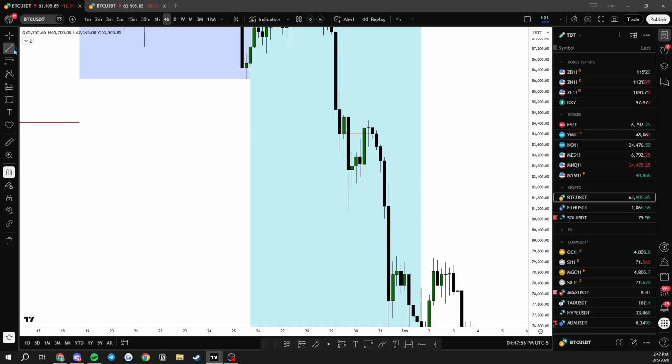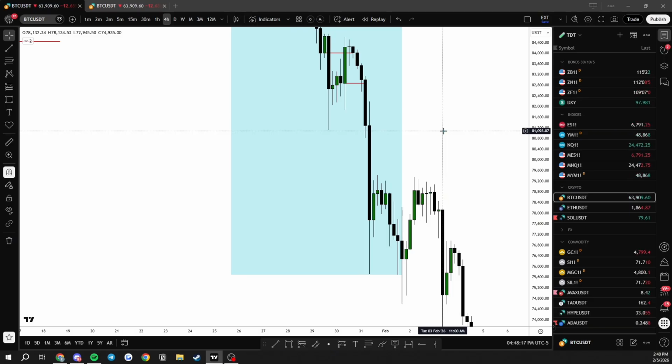CISD if body closing below the opening of candle. Yep, that's exactly right. So we close below this one right here, change in state of delivery on this candle, price comes up, taps the lower end of the wick of the order block, rejects, sends lower again and again and again.